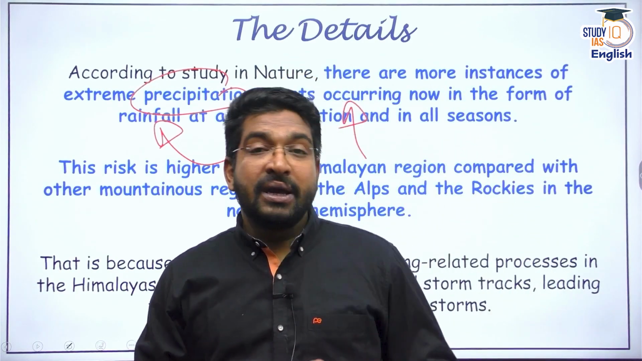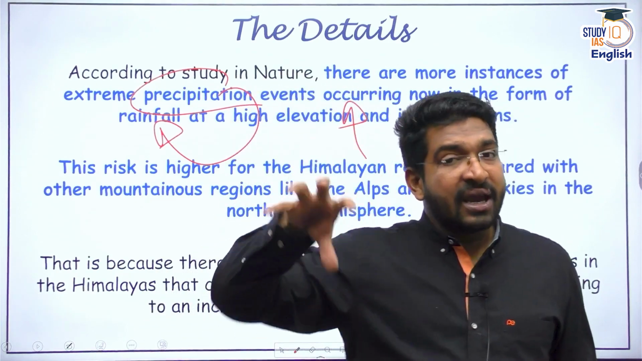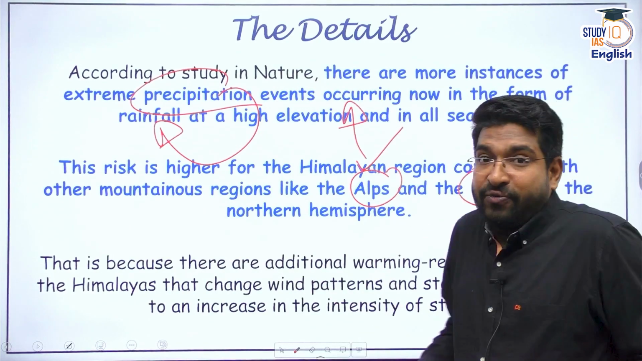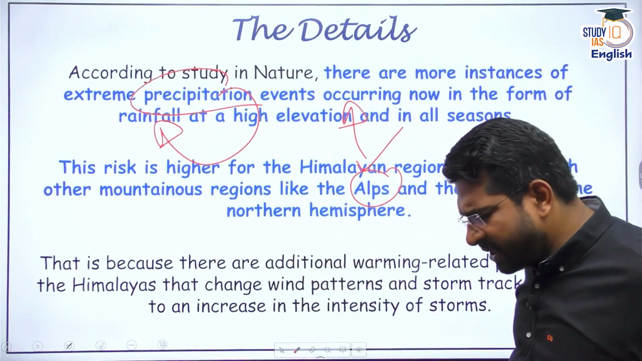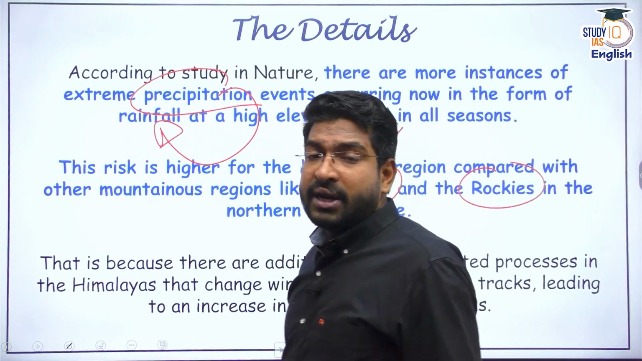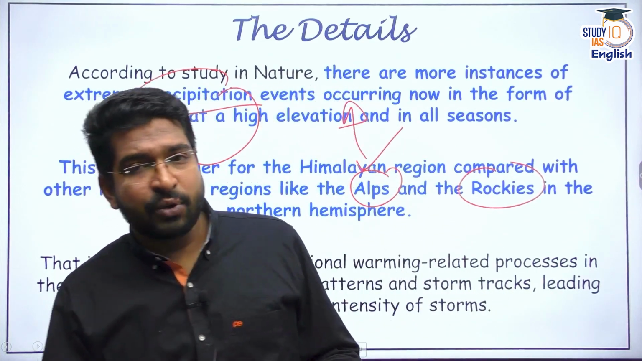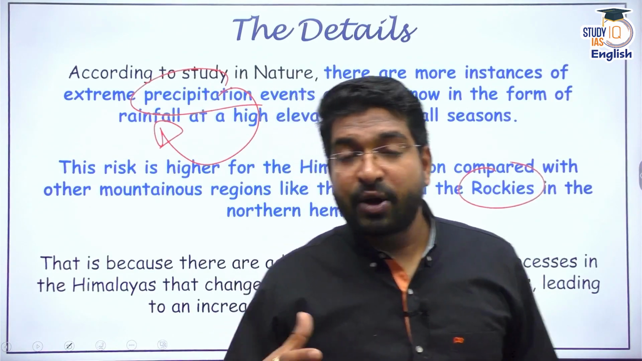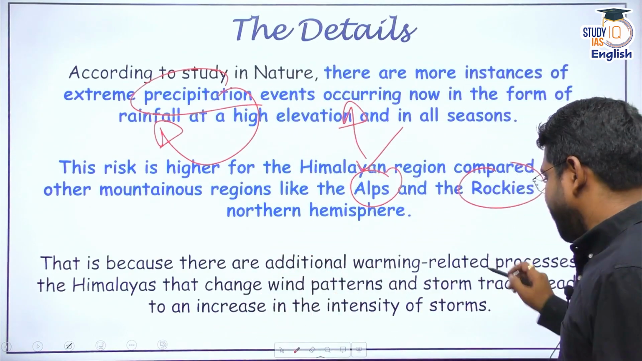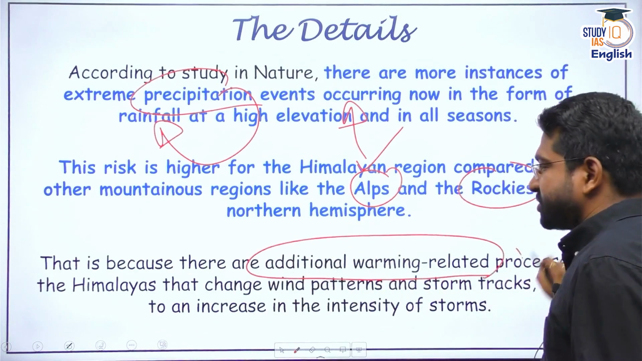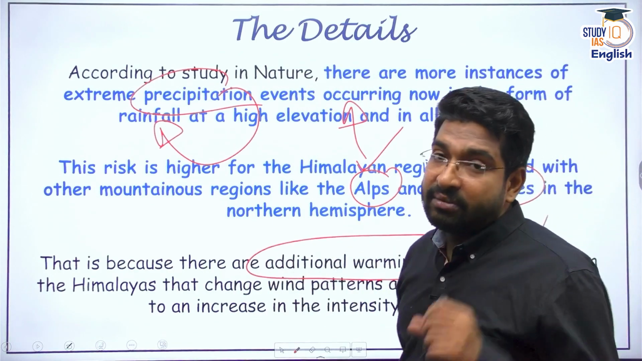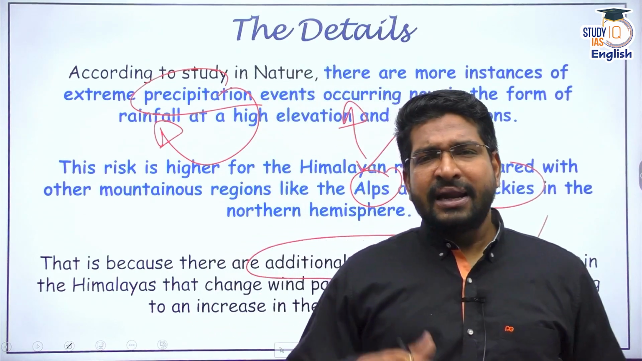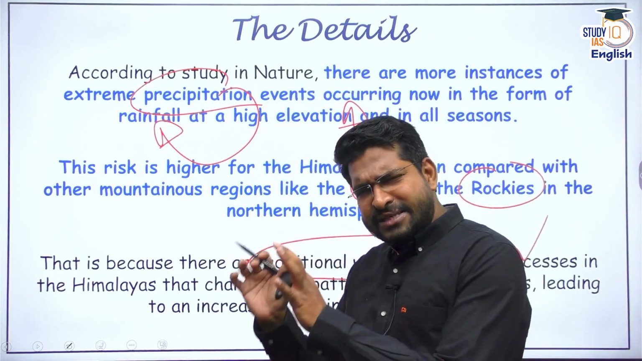According to this paper, the region which is at very high risk, it is Himalayas rather than Alps and the Rockies. And for that, Himalayas, you do know there are many other factors which play a role in Himalayan warming. You do have the concept of ITCZ, which has impact on the trade winds, which has impact on the movement of the winds. So the additional warming related processes in Himalayas, they make it more and more vulnerable.